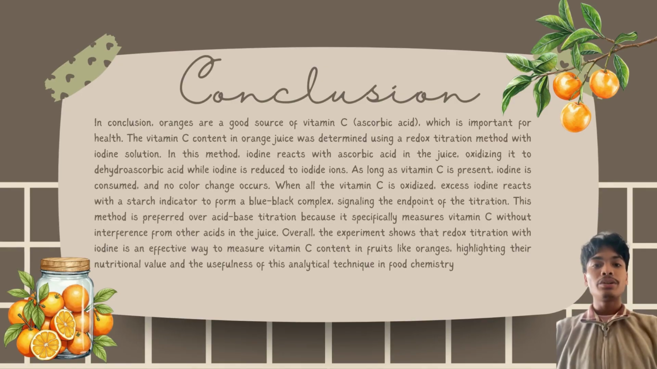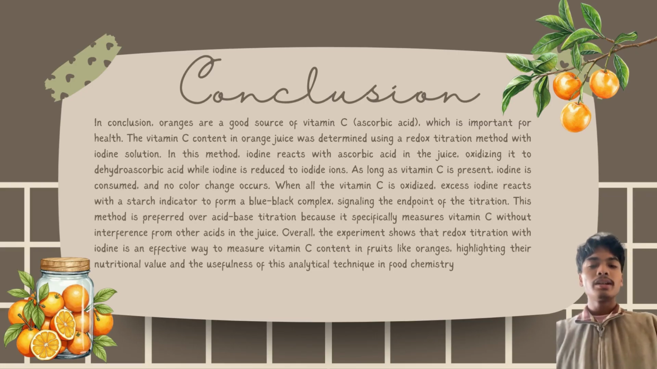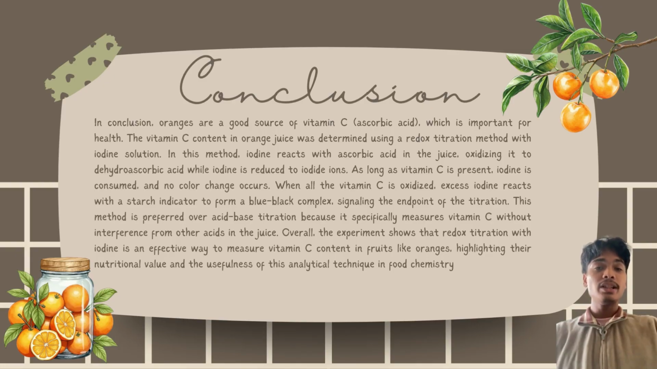In conclusion, oranges are a good source of vitamin C, which is important for health. The vitamin C content in orange juice was determined using a redox titration method with iodine solution. In this method, iodine reacts with ascorbic acid in the juice, oxidizing it into dehydroascorbic acid, while iodine is reduced to iodide ions. As long as the vitamin C is present, iodine is consumed and no color change occurs.